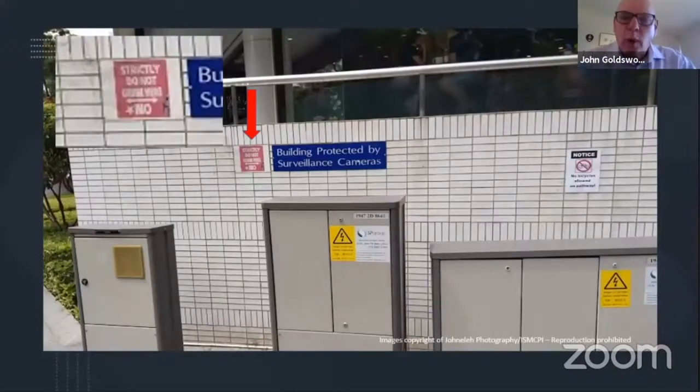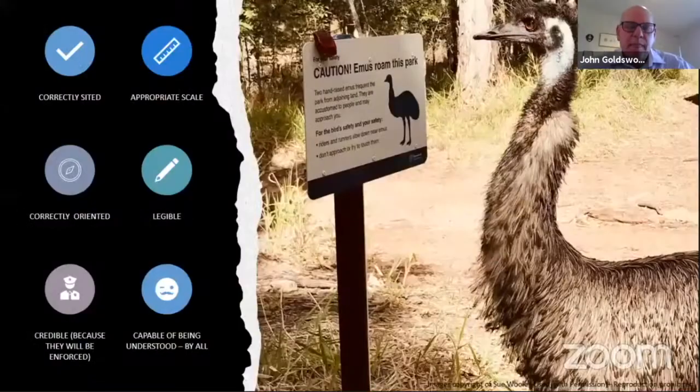Okay, one of the ways to show what is expected in a location is through the provision of signage. But signage is far, far more than words on a board. For signage to be effective, it needs to be correctly sited, appropriately scaled, correctly oriented. It needs to be legible. It needs to be credible, because there needs to be an indicator that it will be enforced, and it needs to be capable of being understood by all.